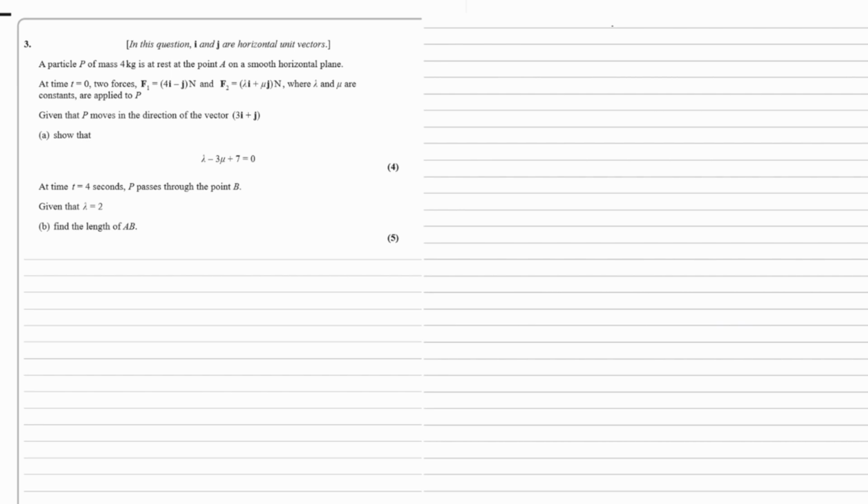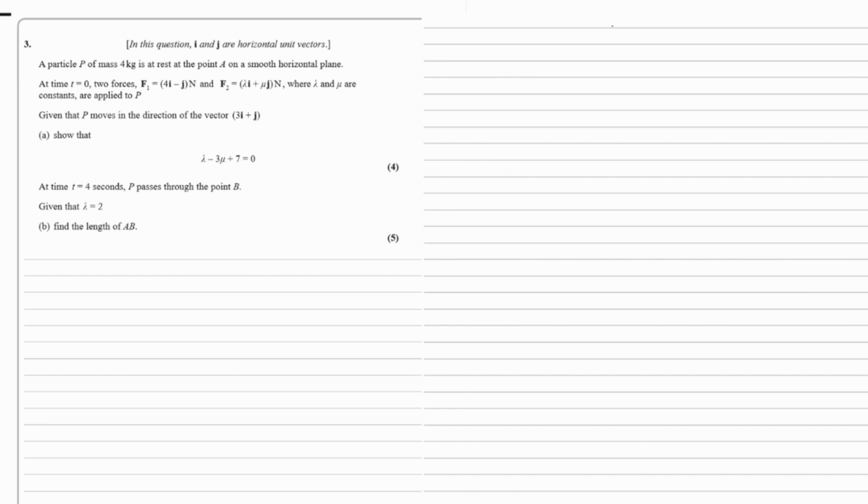Number 3. A particle P of mass 4 kilograms is at rest at the point A on a smooth horizontal plane. At time t is equal to 0, two forces F1, which is equal to 4i minus j newtons, and F2, lambda i plus mu j newtons, where lambda and mu are constants, are applied to P. Given that P moves in the direction of the vector 3i plus j, show that lambda minus 3 mu plus 7 is equal to 0.